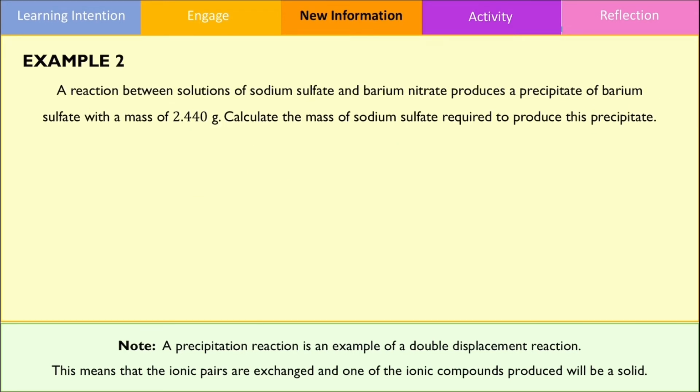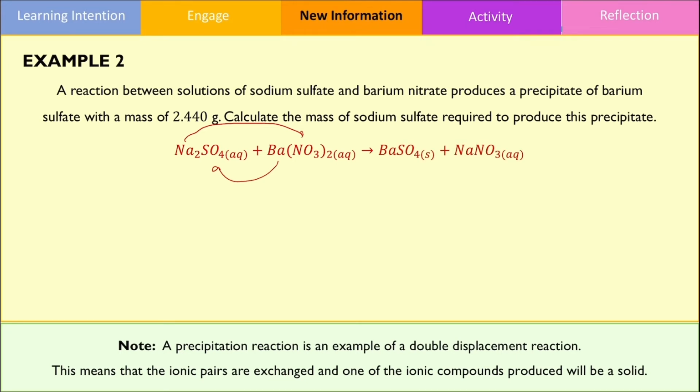In the second example, it reads: a reaction between solutions of sodium sulfate and barium nitrate produces a precipitate of barium sulfate with a mass of 2.440 grams. Calculate the mass of sodium sulfate required to produce this precipitate. Like the other example, I'm going to write down a chemical equation and work out what the products are going to be. In this particular example, I recognize that sodium is going to pair up with nitrate and barium is going to pair up with sulfate, forming these products.